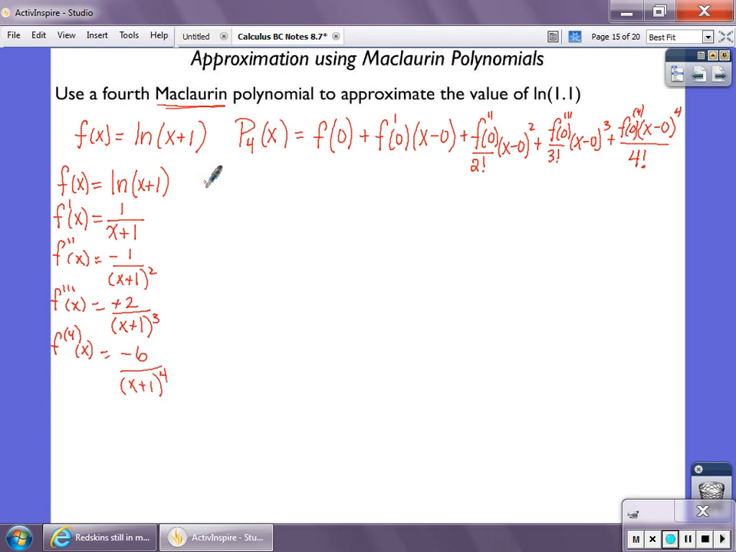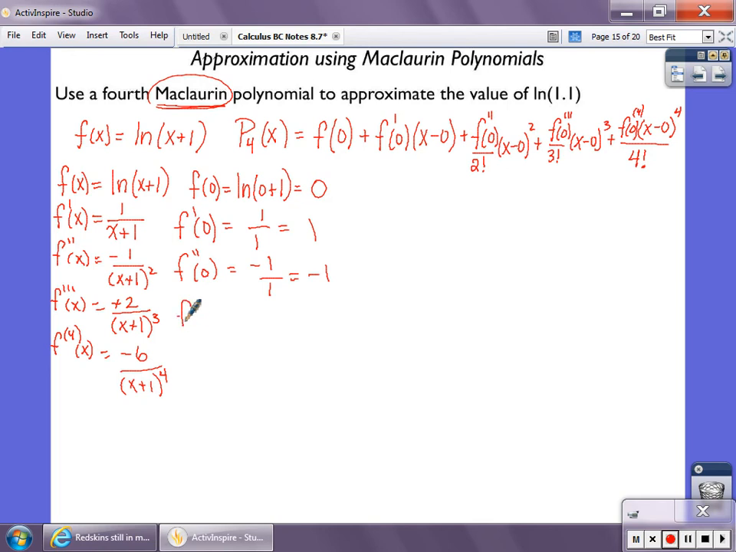Now we need to evaluate these at where we're centered. It's a Maclaurin polynomial, so I need to evaluate each of these at 0. f of 0 is the natural log of 0 plus 1. Natural log of 1 is 0. The derivative evaluated at 0 is going to be 1 over 1. The second derivative evaluated at 0 is going to be negative 1 over 1. The third derivative evaluated at 0 is going to be 2. And the fourth derivative evaluated at 0 will be negative 6.